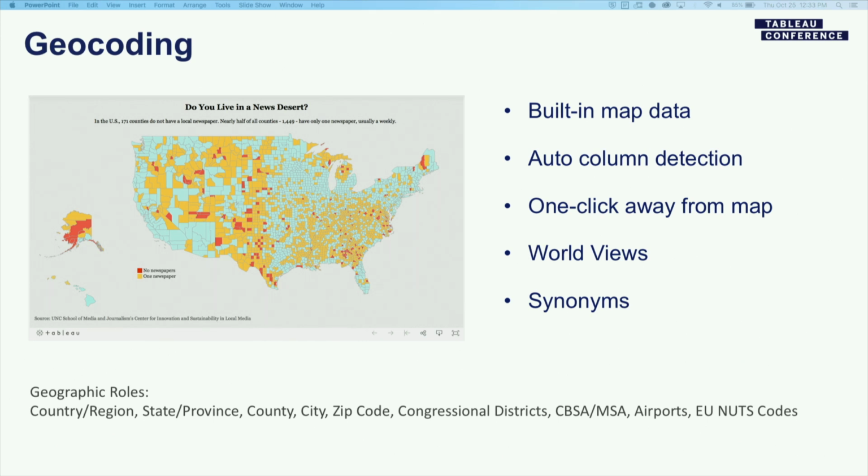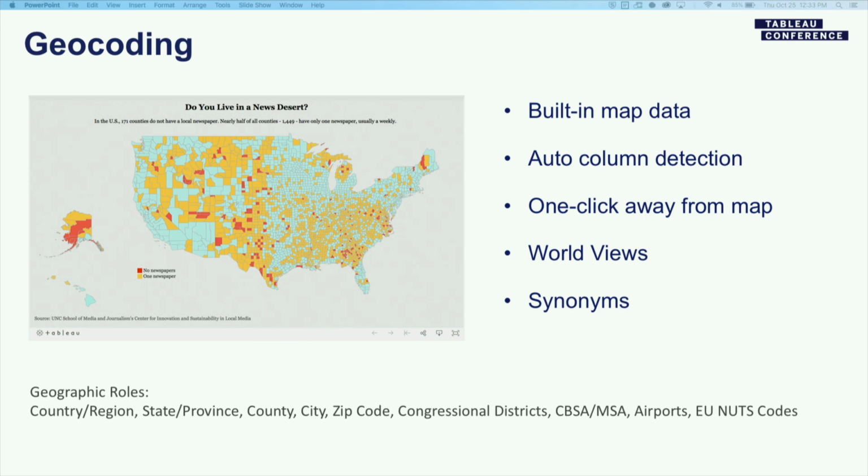So if it sees a column that's called city, it assumes that you must have names of cities in there, or country, or postcode, and so on. Once it detects one of these columns, it assigns it a geographic role. And once it does that, it really turns your columns into clickable objects that create a map, basically with one double click. So it's really a quick way for you to make beautiful and interactive maps in Tableau.